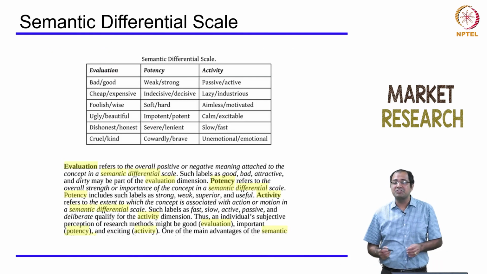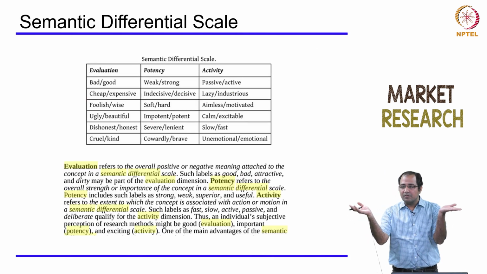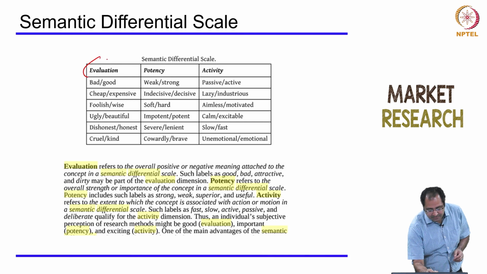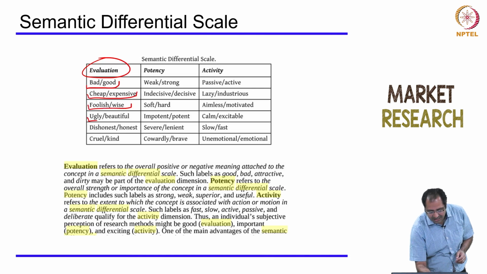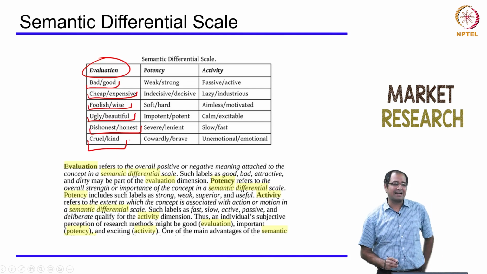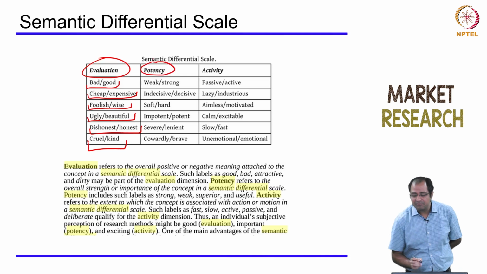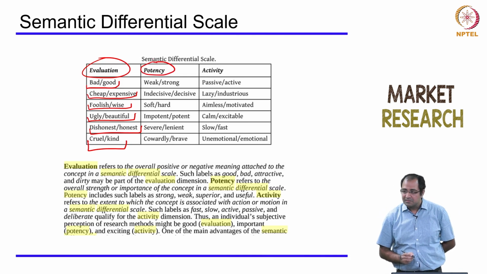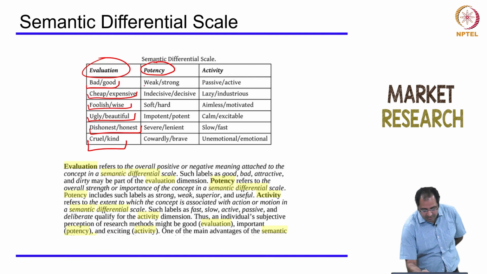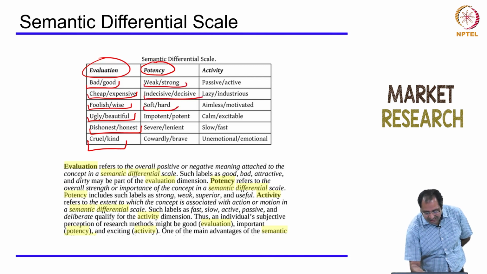Now in semantic differential we can have three types of items. One is evaluation based, where the descriptors on opposite sides will be bad, good, cheap, expensive, foolish, wise, ugly, beautiful, dishonest, honest, cruel and kind, depending upon the product category you are talking about. The second is items about potency: weak, strong, decisive, indecisive, soft, hard, important, potent, severe, lenient, cowardly, brave.